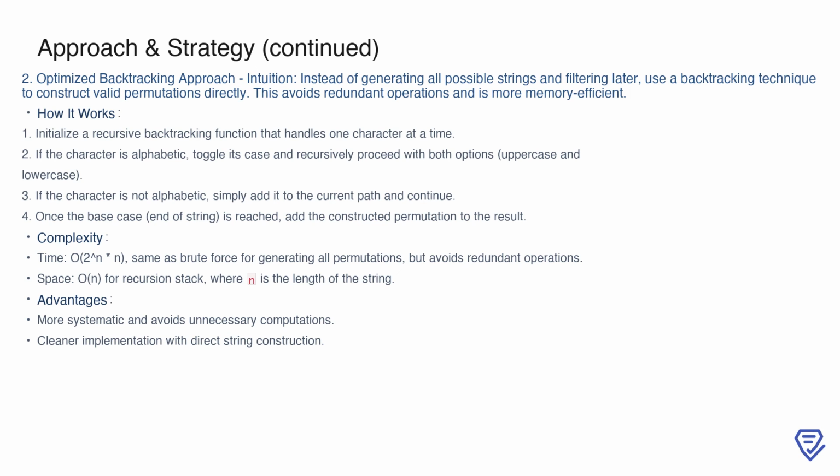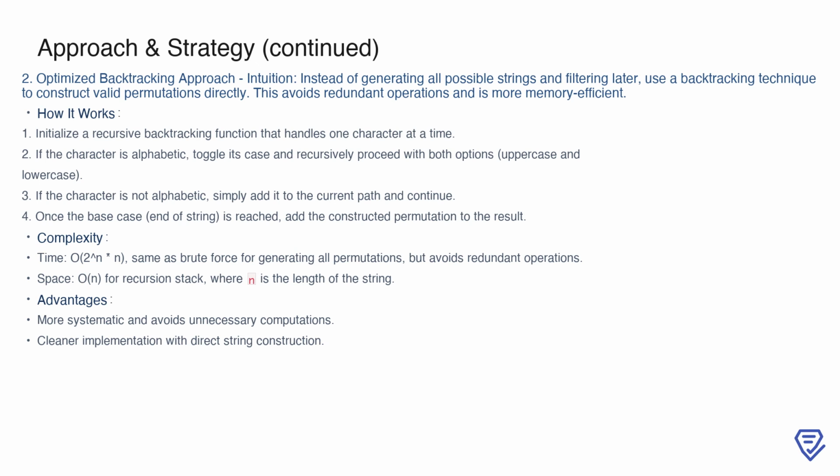Once we reach the end of the string, we add the constructed permutation to the result. This method has the same time complexity as brute force, 2^n * n, but avoids redundant operations, making it more practical. Space usage is limited to n for the recursion stack. The advantages of this approach are its systematic nature, reduced redundancy, and clean implementation, making it an efficient solution for the problem.